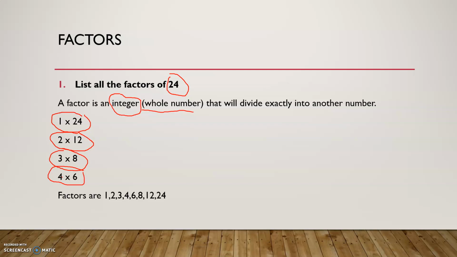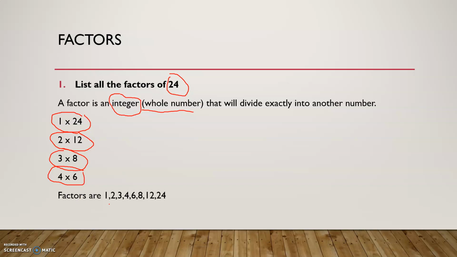7, we can't divide 24 by 7. Then 8, which we've already done, 8 goes 3 times. 9, we can't divide 24 by 9. 10 we can't, 11 we can't. 12 goes 2 times. So these are all the factors, these are all the exact numbers which go into 24.